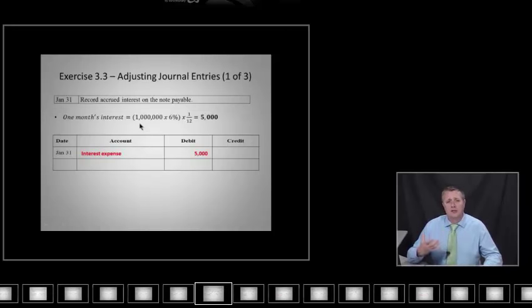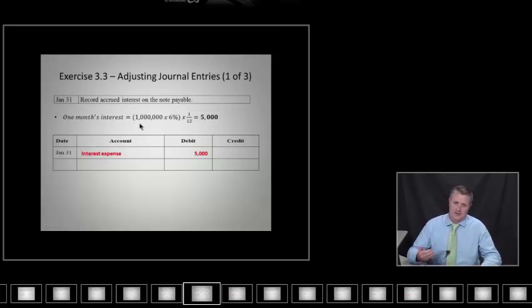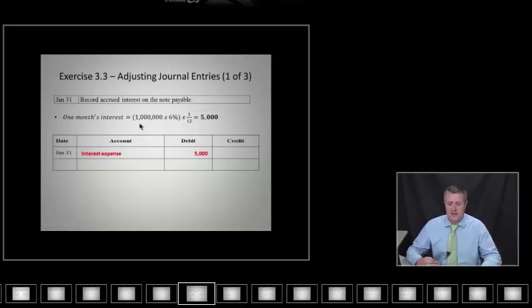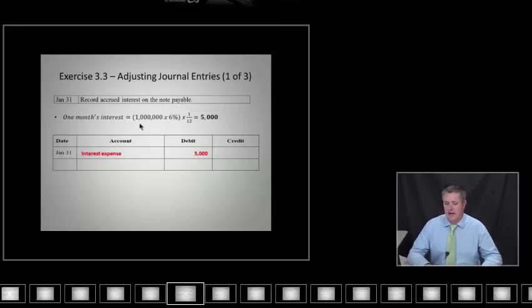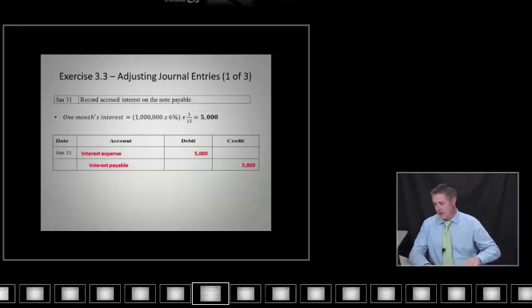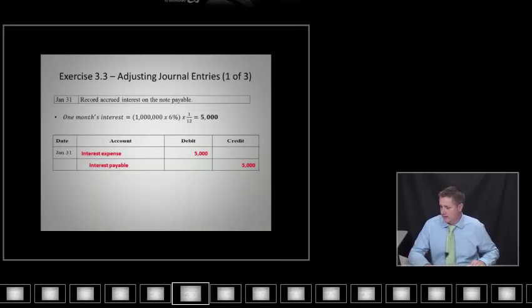But since we're not actually using cash to pay this interest expense, we won't do that until the end of the year, because interest on the note is paid annually. We would credit an account called interest payable for $5,000. So that's our first adjusting entry that's necessary.